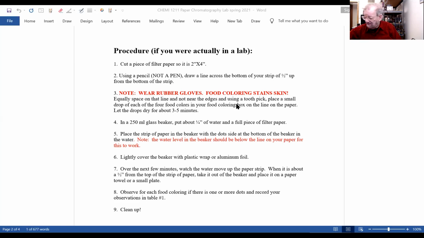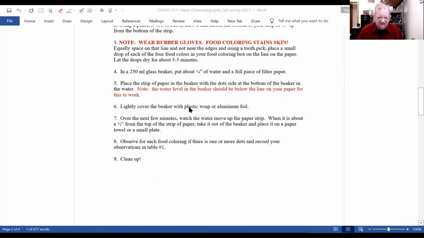And you put a small drop of whatever you're analyzing on that line, separated, and you let it dry. And then you put the filter paper in a beaker with some water and wait until it goes almost to the top. The level of the water should always be below the level of your line, but close to it. You put a cover on the top of the beaker. In the lab, we use either plastic wrap or aluminum foil. Then you wait about 10 minutes and you see the stuff moving, and then you observe it. Now, you clean up afterward.